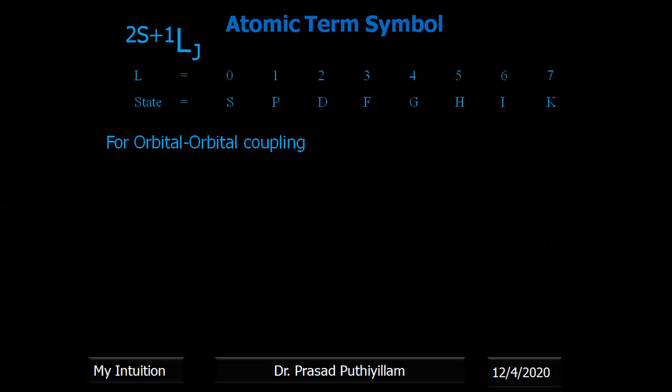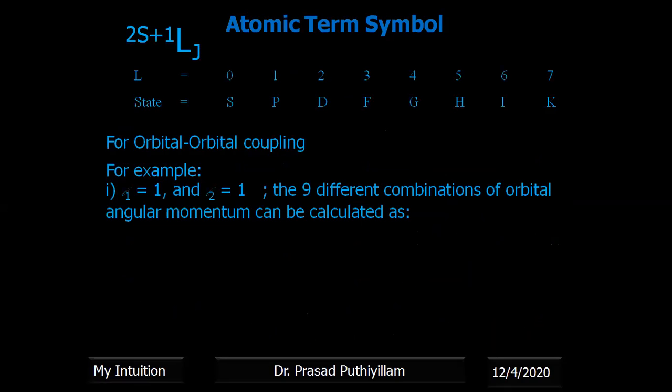Now for orbital coupling, our main topic is spin-orbital coupling, so we are discussing the other possibilities first. For orbital coupling, for example, small l1 is equal to 1 and l2 is equal to 1. That is, two orbitals are joined, and we are explaining the combined state. So l1 is equal to 1, l2 is equal to 1. Nine different combinations of orbital angular momentum can be calculated.